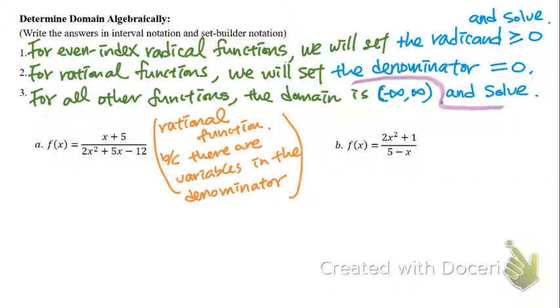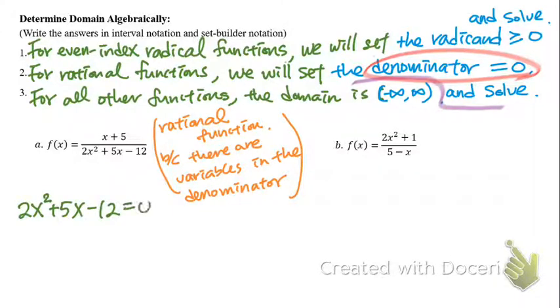Now I've recognized this is a rational function, so what do we do? We follow the rules right here. The second one tells us to set the denominator equal to 0. So my denominator is 2x squared plus 5x minus 12, and I set that equal to 0. Do I have to worry about the numerator?